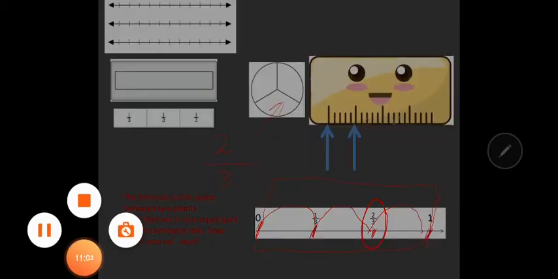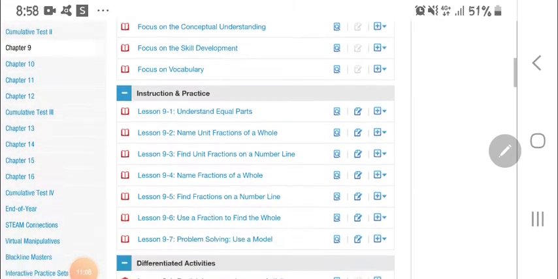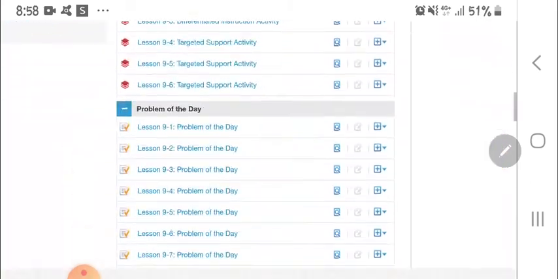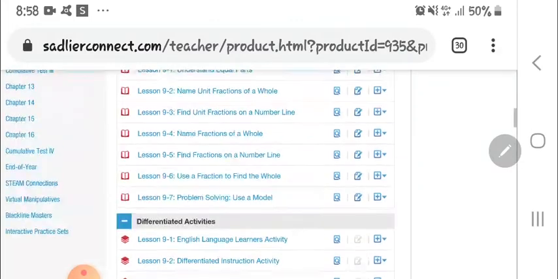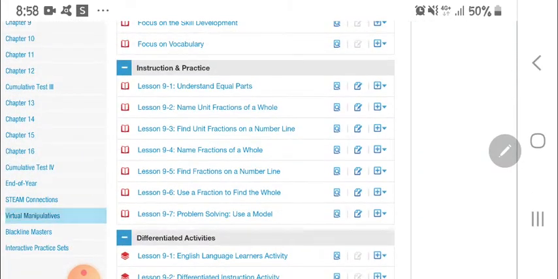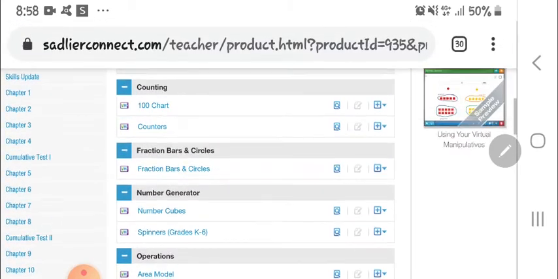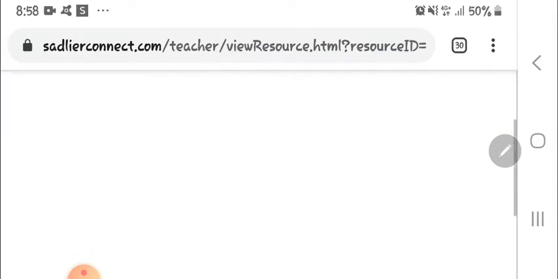Okay, now I will move to the virtual manipulative. Please remember, it's very important to play on this one. Try to open it, okay? You can see I can choose any chapter I want, chapter 9, chapter 10, it doesn't matter. And from the left side you have virtual manipulatives. I'll try to put the link for you. And we are talking about fractions. You have fraction bars. It's coming, just 1 minute.